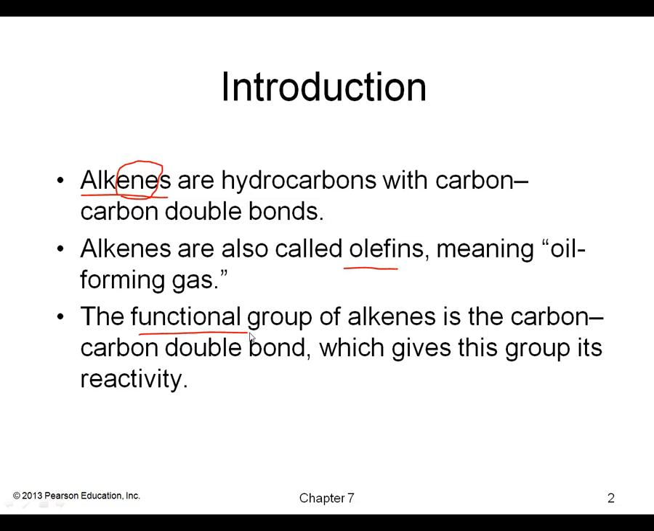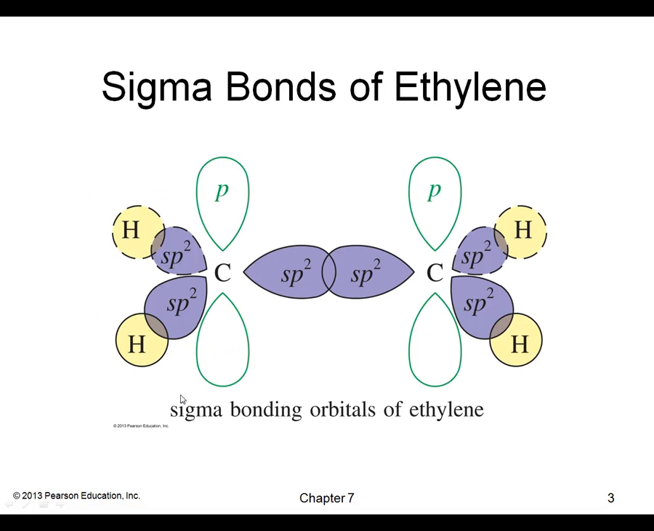Okay, the functional group of alkenes is the carbon-carbon double bond, and this is the group that gives alkenes their reactivity. So alkenes will have a special reactivity that alkanes did not.